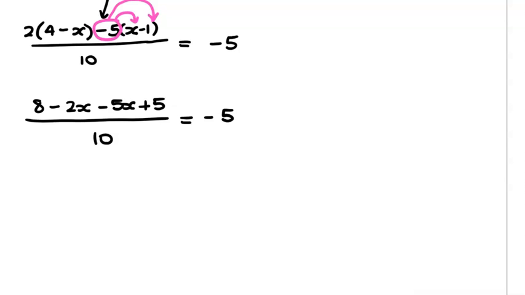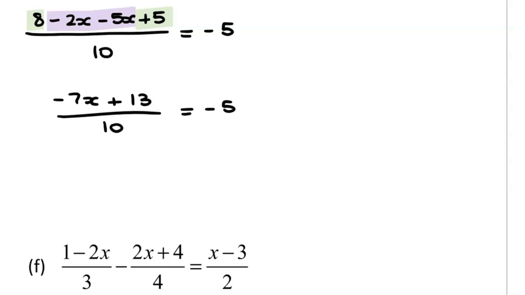Now, we like to neaten up things here if we've got some like terms. So let's do that. We've got minus 2x minus 5x, that's minus 7x. And then we've got this 8 and this plus 5, so let's put that together as plus 13. Still over 10 equals minus 5. Now we're going to solve as normal.